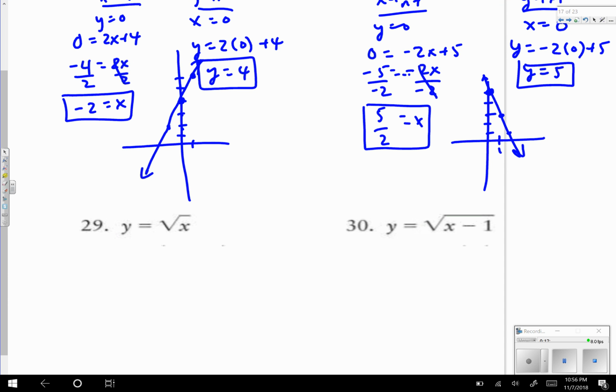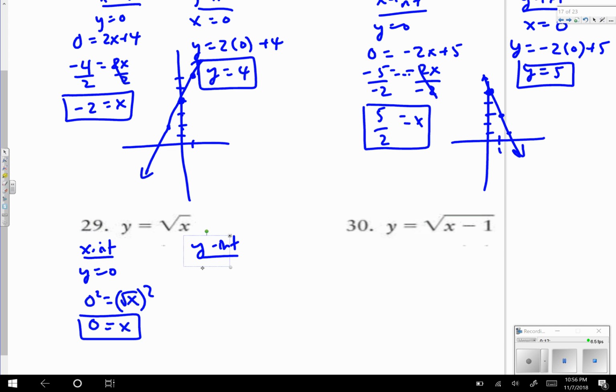So over here, we're going to do the same thing. Our x-intercept is where y equals 0. So wherever I see a y, I'm going to plug in 0 is equal to the square root of x. To get rid of a square root, I square both sides. So I'm going to get x is equal to 0. There's my x-intercept. The y-intercept is where my x equals 0. So I have y is equal to the square root of 0, which is equal to 0. So y equals 0 is my y-intercept.